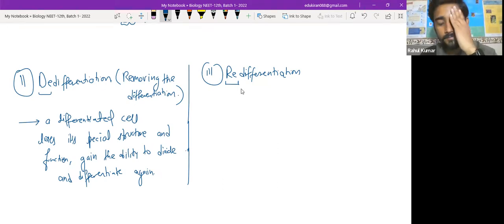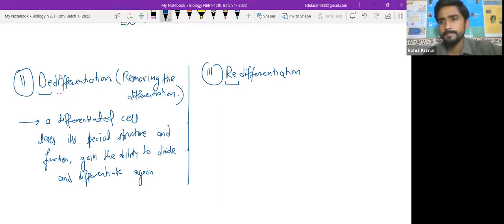is the process where the cell divides and produces more cells, which once lost their dividing capacity and regained it through dedifferentiation.